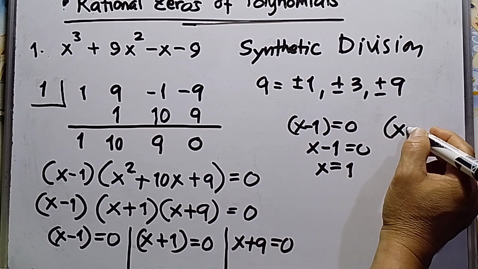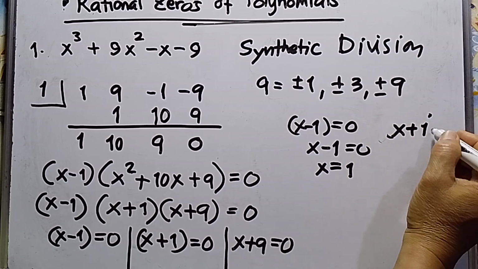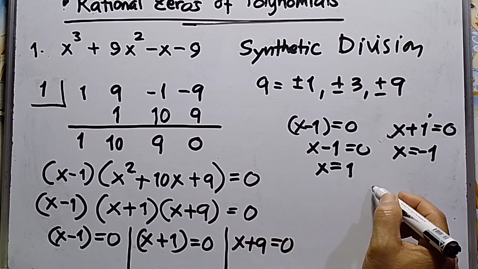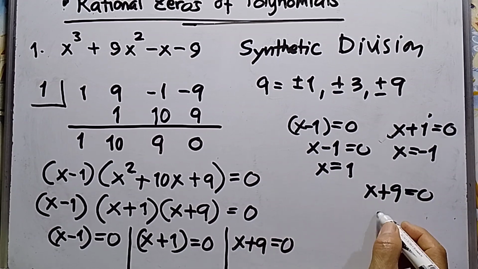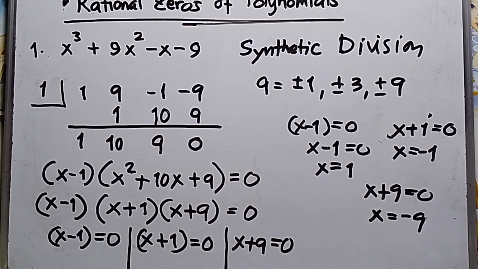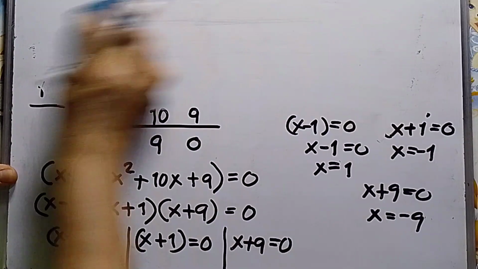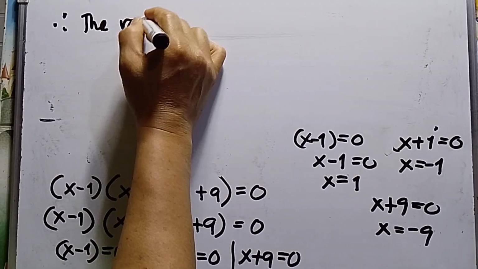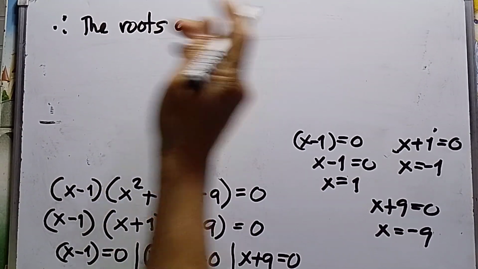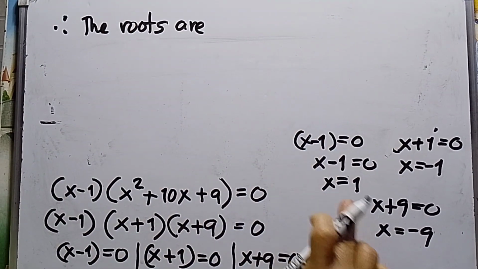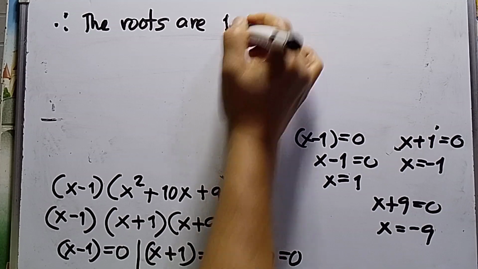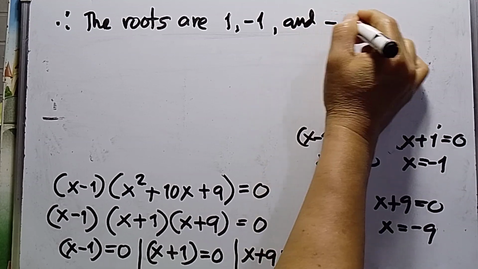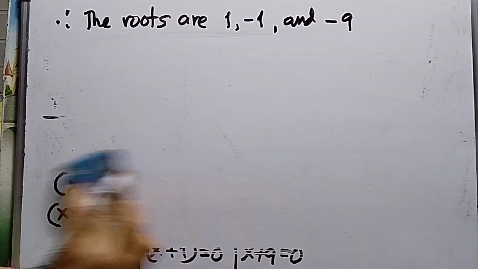How about x plus 1 is equal to 0? So, x is equal to negative 1. Then, the last will be x plus 9 is equal to 0. So, x is equal to negative 9. So, I have now the roots of the equation. Therefore, the roots are positive 1, then followed by negative 1, and then negative 9. Now, let us check if this is correct.